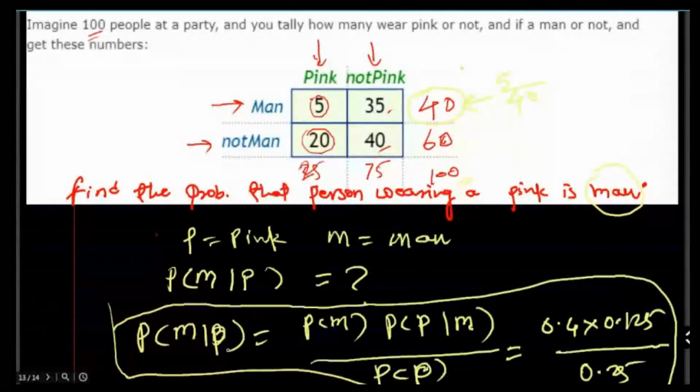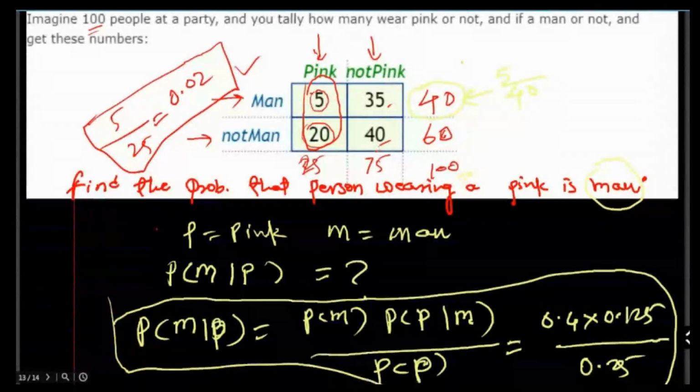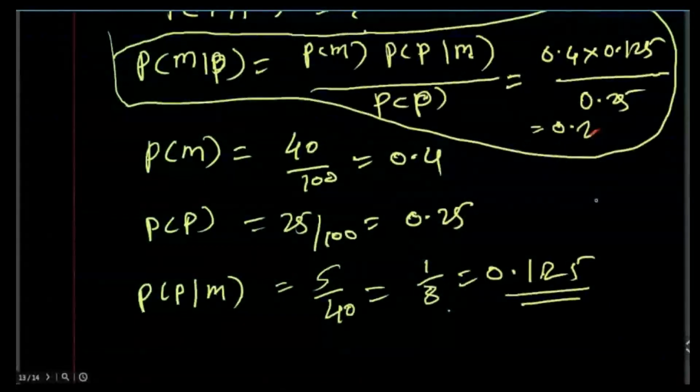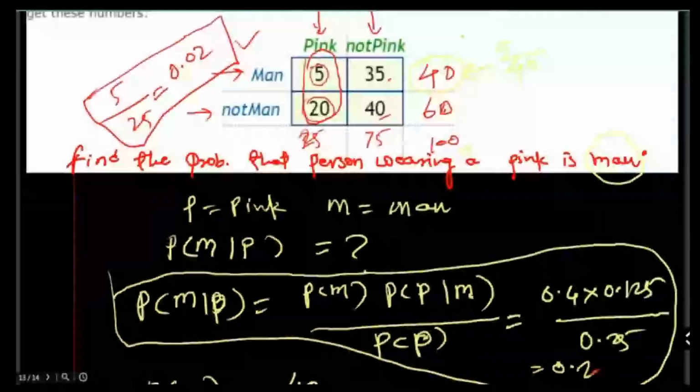Probability of man given that he is wearing a pink. So if you observe this column, this stands for a person wearing a pink, whether he is a man or not a man. So total persons wearing a pink is 25 and we have to find the probability for men. So this will be equals to 0.2. So by using this method for the confusion matrix, we can find the probability directly, or we can find it with the help of the Bayes theorem as given here. In both the methods, we have got the probability as 0.2.